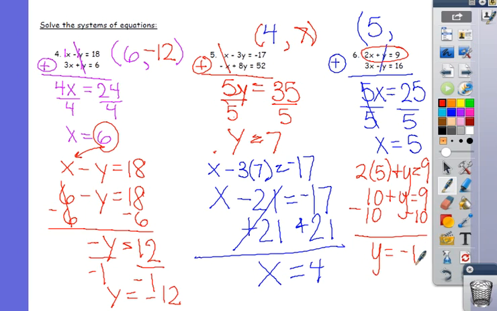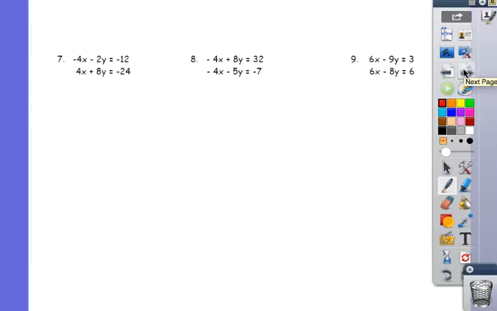Y equals -1. Very good. Okay, so I think you guys seem to have it pretty good when they're ready to eliminate. It's pretty easy. Okay, so what happens? Let's skip number 7 because those will eliminate right away, right? So we're just gonna skip. That's another one, just like the previous few. Let's look at number 8.